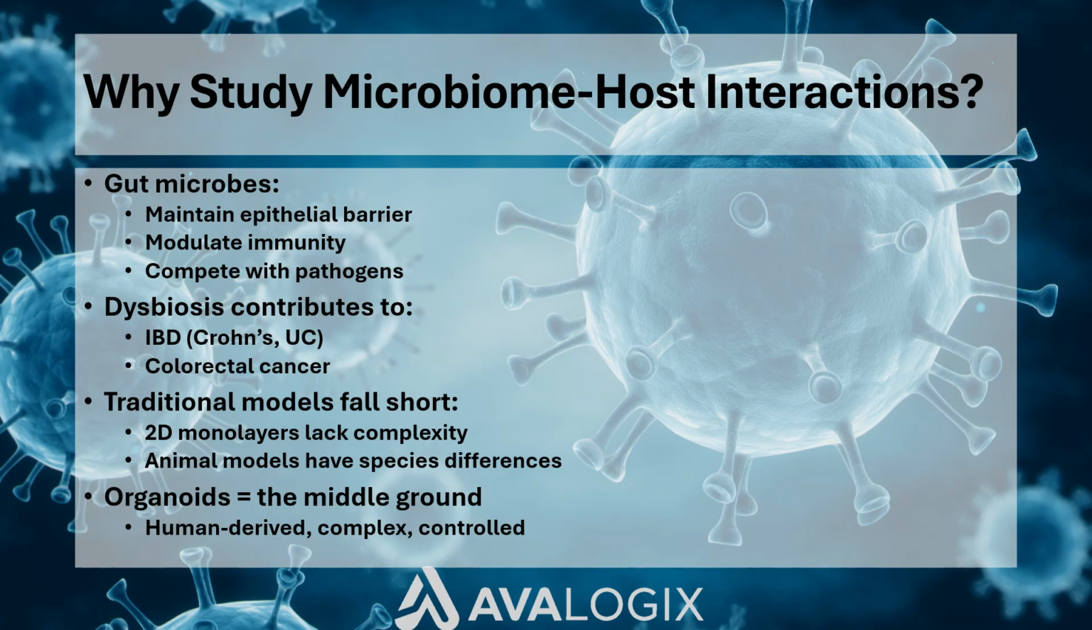Now think about how we could model this. In traditional cell culture, we might use a single epithelial cell line like Caco-2, which is flat, lacks diversity, and doesn't behave like a real intestine. Animal models provide complexity, but are time-consuming, costly, and don't always translate well to humans. That's why organoids are so promising. They offer a middle ground: human-derived, multicellular, and amenable to controlled experiments. We can selectively introduce microbes and monitor responses like cytokine release, gene expression changes, and barrier function.